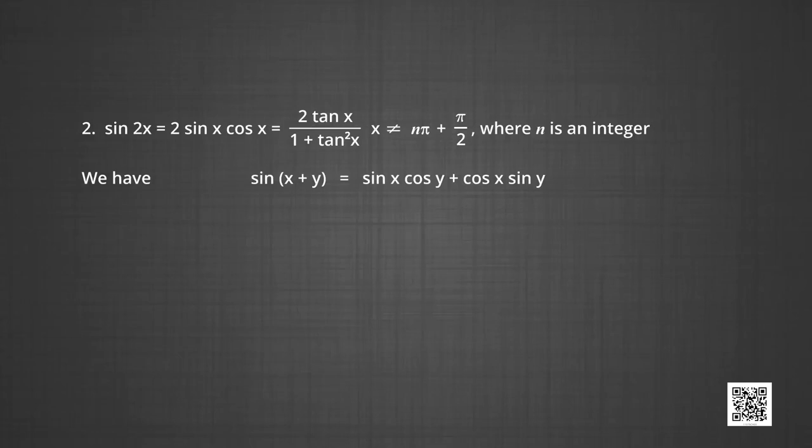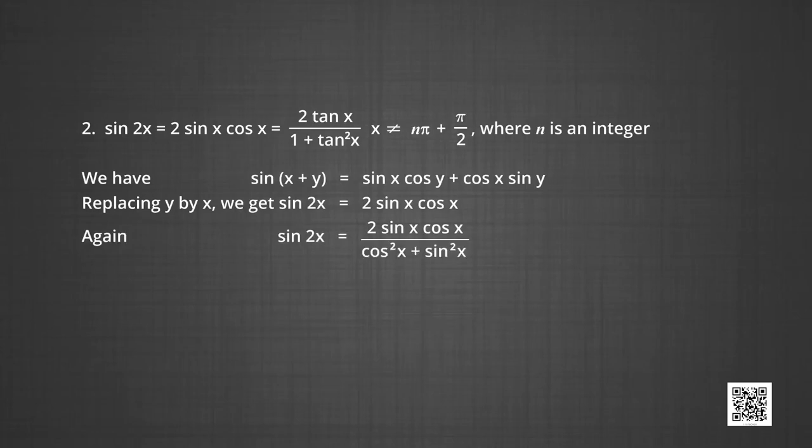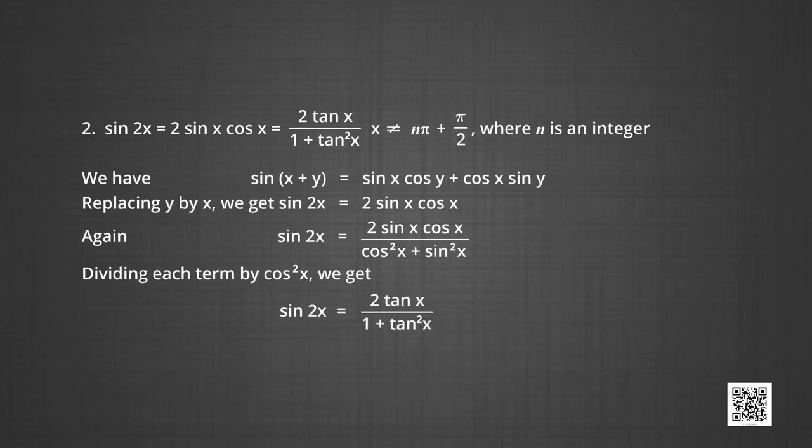Sin of x plus y is equal to sin x cos y plus cos x sin y. In this formula, when we replace y by x, we get sin 2x is equal to 2 sin x cos x. In this, the denominator is 1, which can be replaced by cos square x plus sin square x. Therefore, sin 2x is 2 sin x cos x divided by cos square x plus sin square x. Now, when each of these terms is divided by cos square x, sin 2x can be expressed as 2 tan x upon 1 plus tan square x.